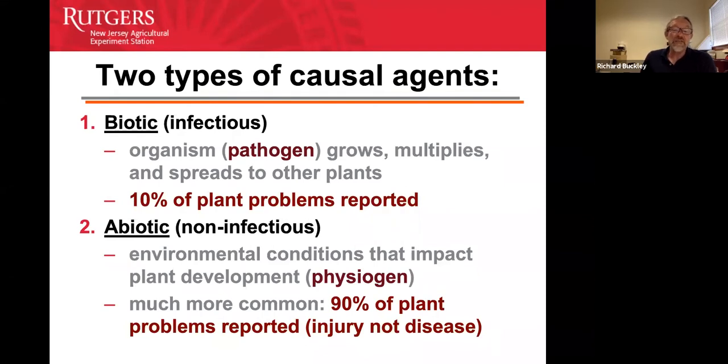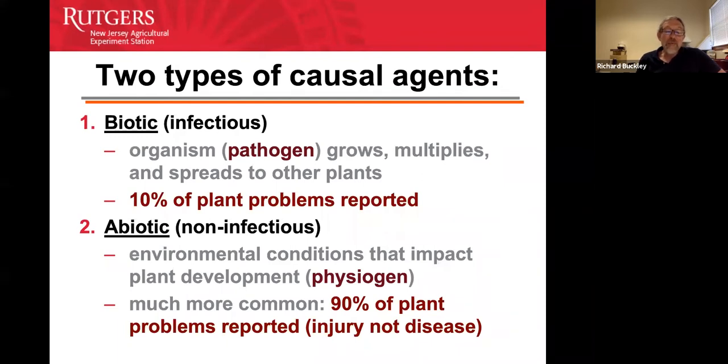These environmental conditions that impact the normal development of a plant might be only one side of the triangle, the environmental part of the triangle. While they can drive the relationship between living organisms, they also can kill and damage plants outright. And 90% of plant problems reported are caused by injuries, not disease. And again, these numbers seem out of whack a little bit. I got them from a textbook called Introduction to Plant Pathology by a guy named George Agrios. And when I look at my own data in my lab, my number of abiotic is 45%. And clearly it's not 90%.